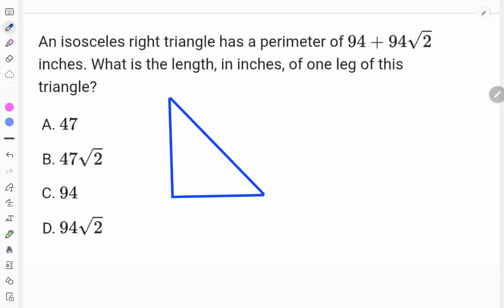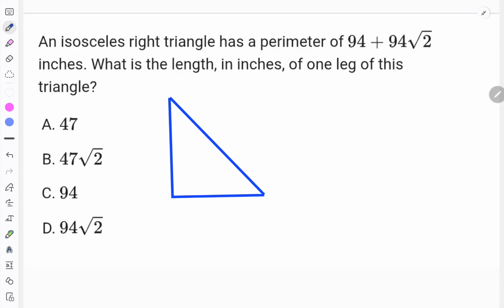I'm Neil and today we're tackling a neat problem of SAT exam involving an isosceles right triangle and some algebra. Let's read it together. An isosceles right triangle has a perimeter of 94 plus 94 square root of 2 inches. What is the length in inches of one leg of this triangle?